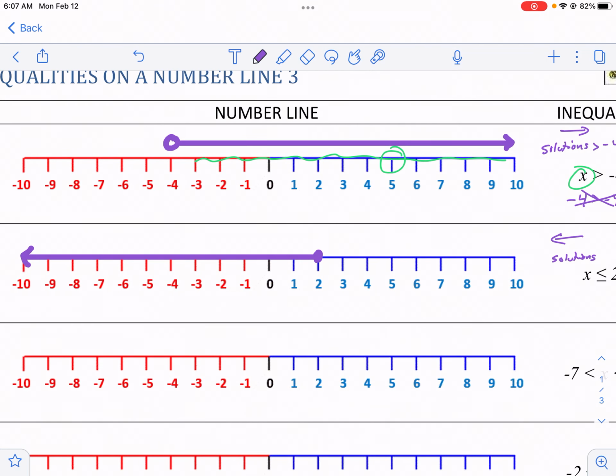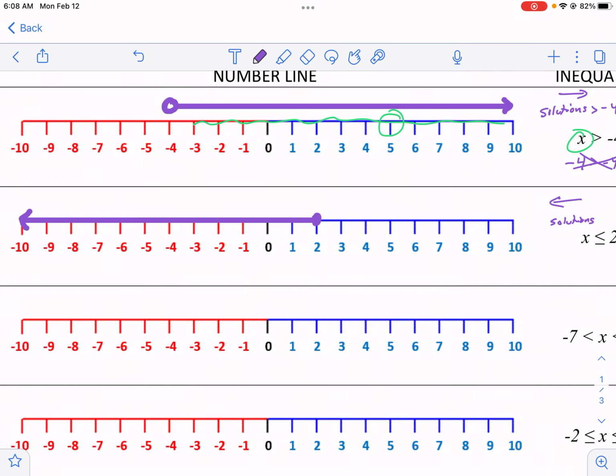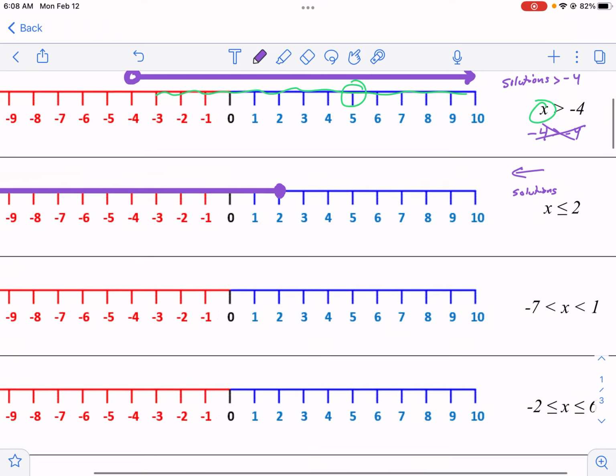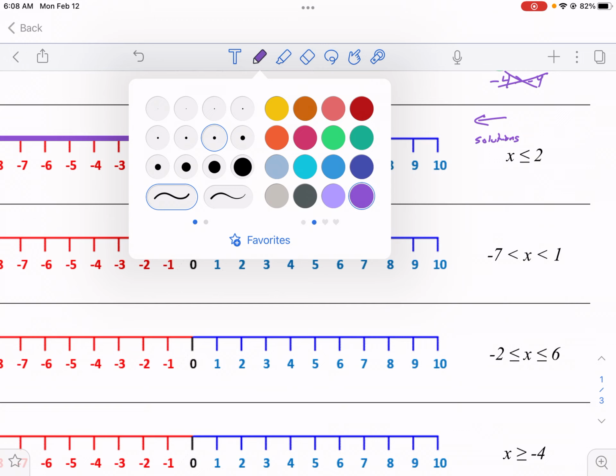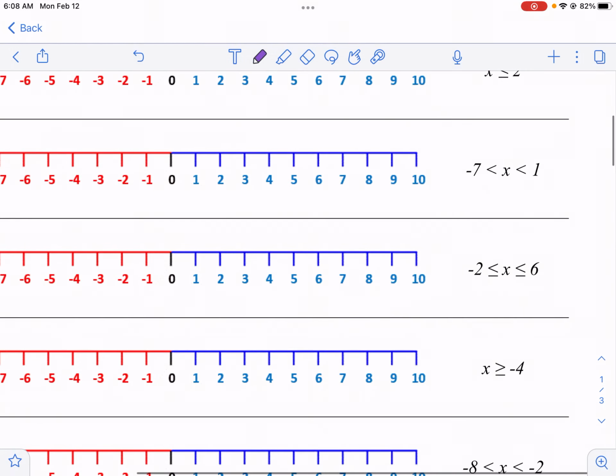You can see one is above the line, one's on the line. I'll leave it up to you and your math teacher to decide which one is correct. But I personally like right on the line because, yeah, it's just preference. Okay, now let's move on to some other ones because these ones are a little bit different.